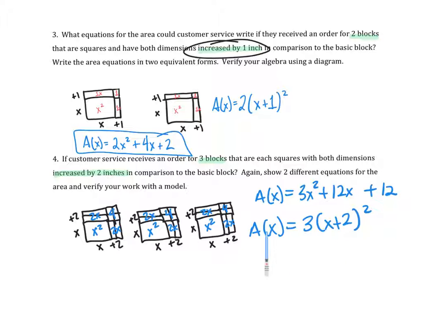The other way is to take the length and the width. So x plus 2 times x plus 2 is x plus 2 squared. And there are 3 of them, so just multiply it by 3. Donezo! Okay, let's go to number 5, which gets a little cray.